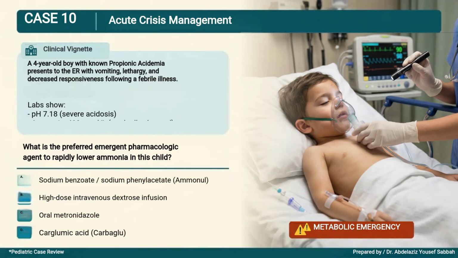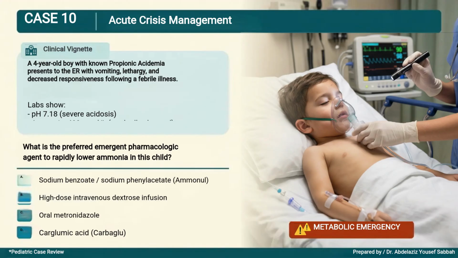Case 10. A 4-year-old boy with known propionic acidemia presents to the emergency room with vomiting, lethargy, and decreased responsiveness following a febrile illness. Labs show a pH of 7.18 indicating severe acidosis, ammonia of 480 micromoles per liter, which is markedly elevated, and glucose is normal. What is the preferred emergent pharmacologic agent to rapidly lower ammonia in this child?